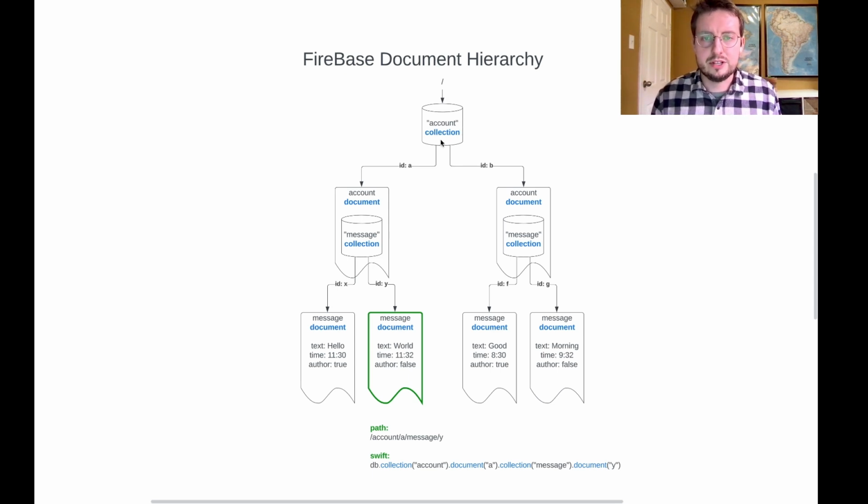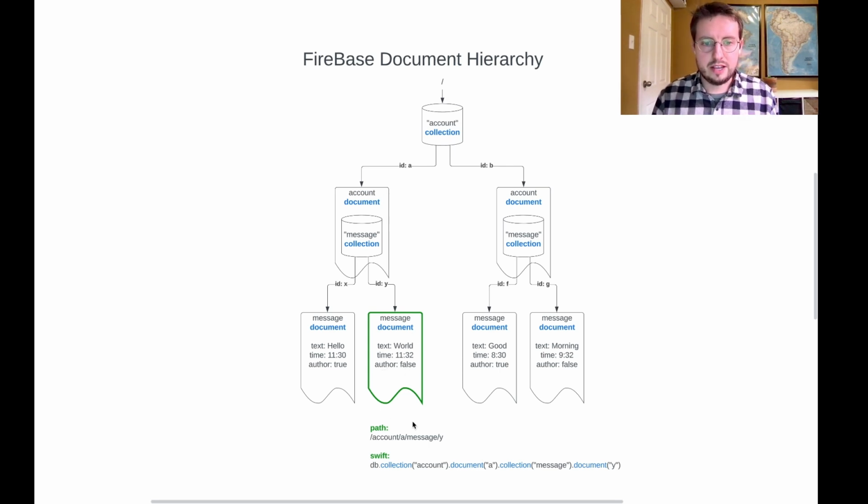So we have the account at the top level, and our app will have many accounts, hopefully. And each account has a collection of messages. So the messages at the bottom level are a document, and they have three parameters: text, time, and author. The types of each are string, timestamp, and then Boolean. And the author represents if this account is the author or if some other agent is the author.